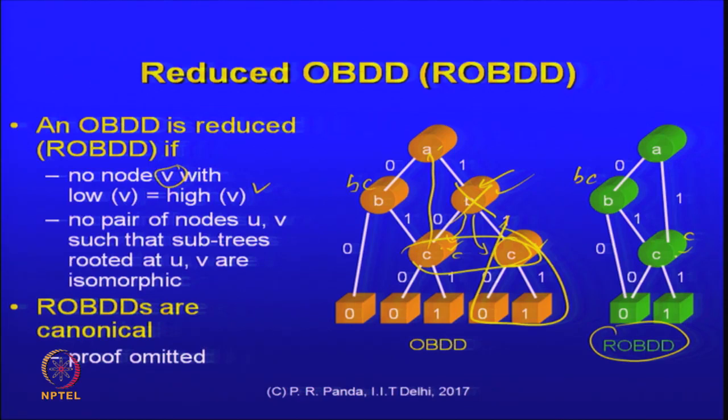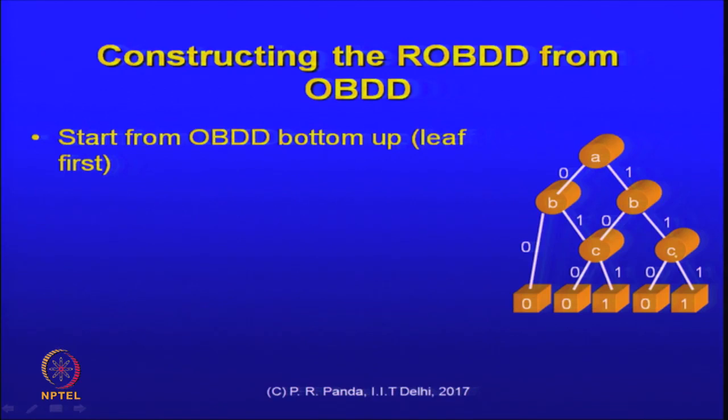Why that is the case, we are omitting the proof for this discussion, but all that we need to do is get rid of those two kinds of redundancies from an OBDD and you would have an ROBDD. Okay, since it is an important structure, let us try constructing a reduced OBDD from an OBDD. We will later on move to a generic algorithm for doing so, but let us look at what the strategy would be.